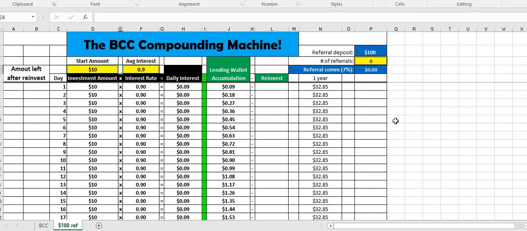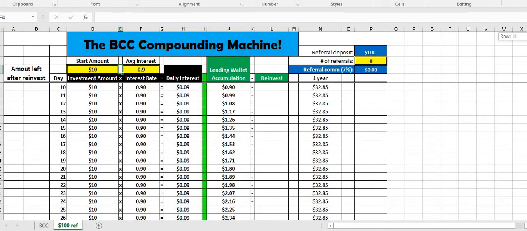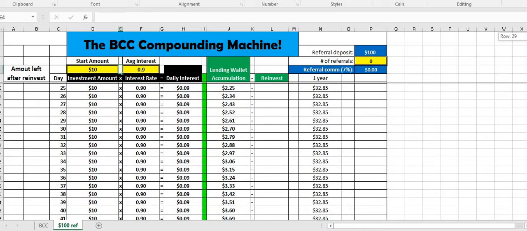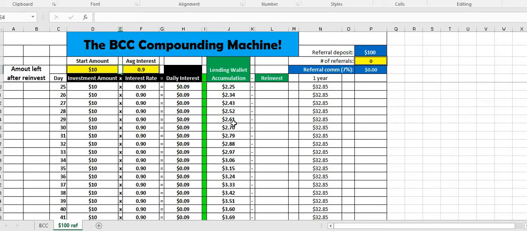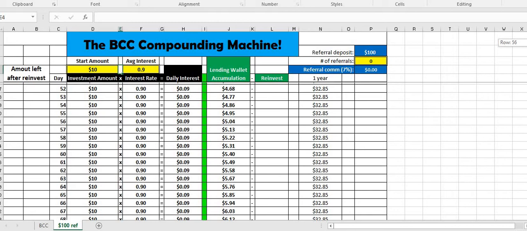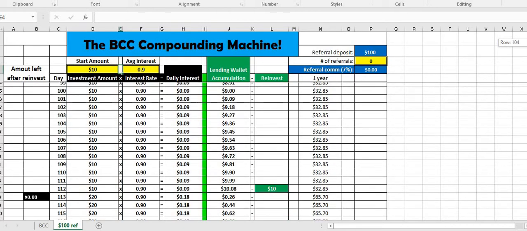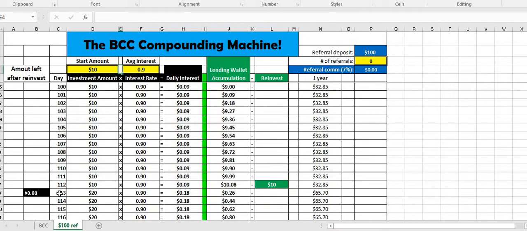So we're going to start out really small. I just want to show you the basics, and then we're going to change these numbers a little bit, and you can see how exciting it gets. So at $10, getting 9 cents every day, you can see it starts adding up in this column, the green column. So these numbers are getting bigger by 9 cents every day. And when we reach $10, which in this instance is going to be on day 113, we're going to do our first investment of $10.08.